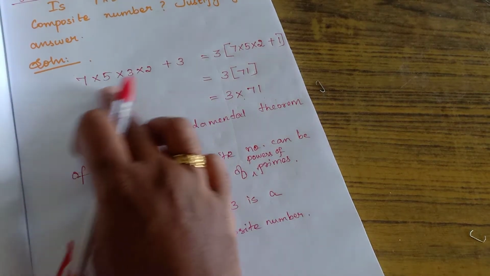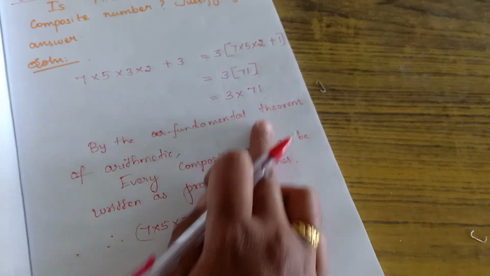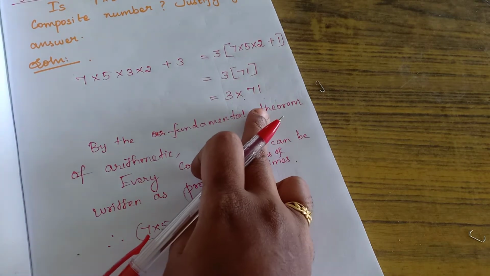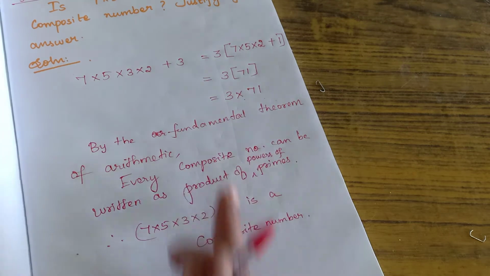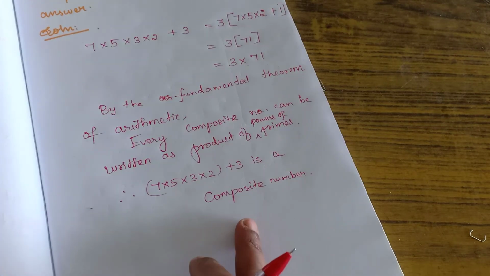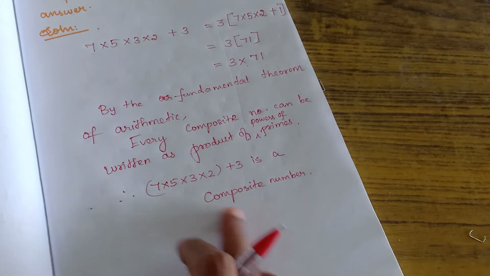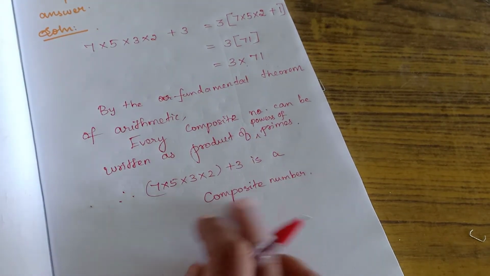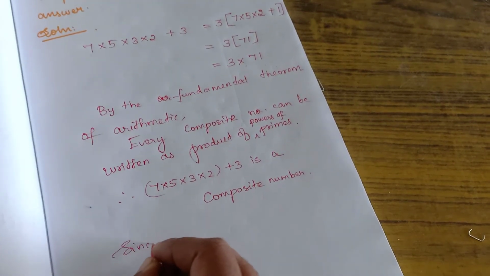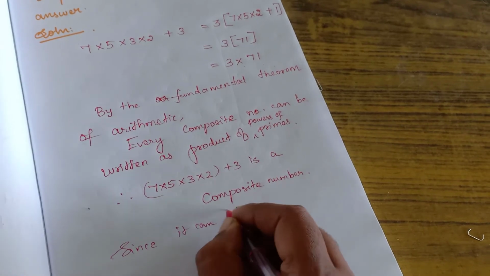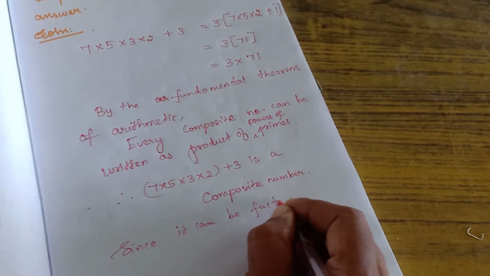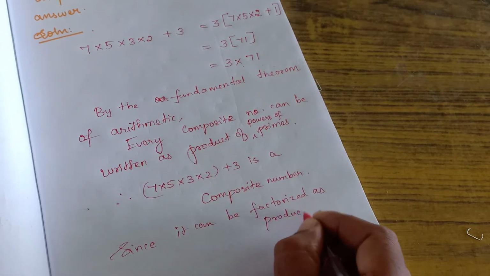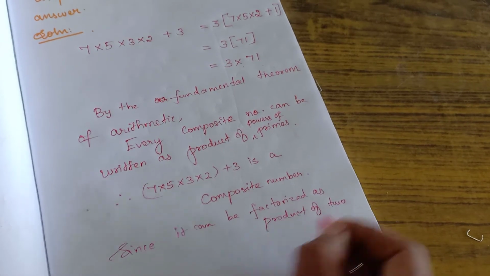The reason is it can be written as 3 into 71. That's all. Since the given number is factorized in terms of 2 prime numbers, it is a composite number. What is the reason? Therefore, this is a composite number. By the fundamental theorem of arithmetic, every composite number can be written as a product of primes. This is a composite number since it can be factorized as a product of 2 prime numbers. That's all.